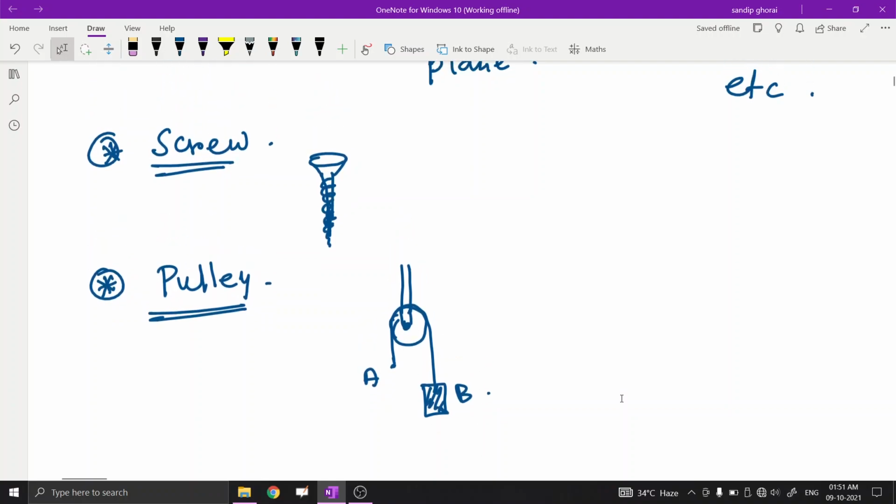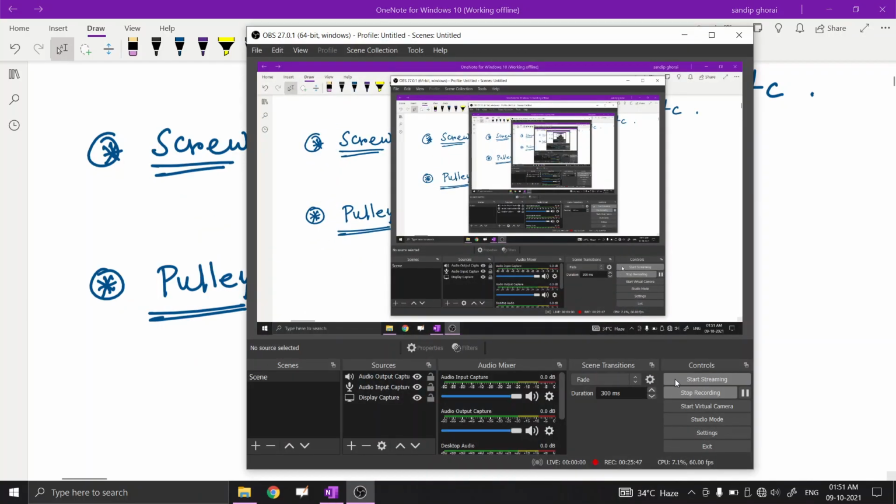In the next class we discuss different types of pulley: single fixed, single movable, and wheel and axle system. Thank you. This is the end of today's class.